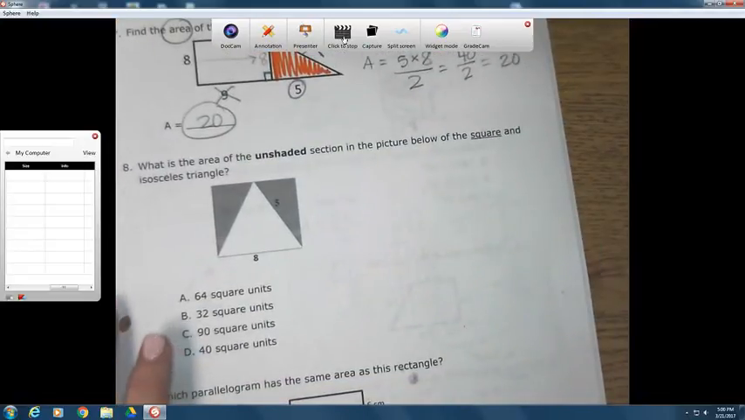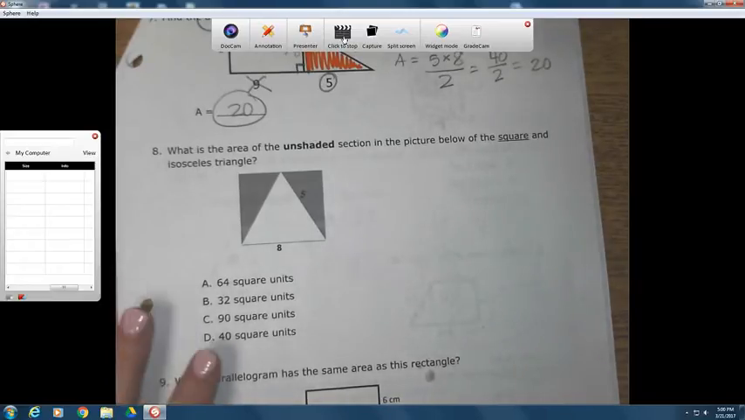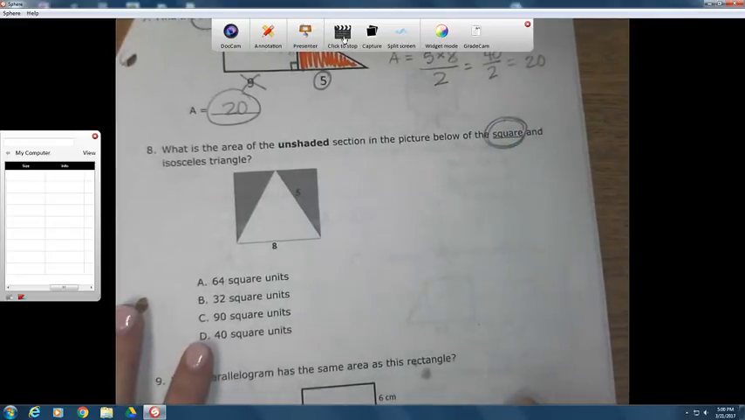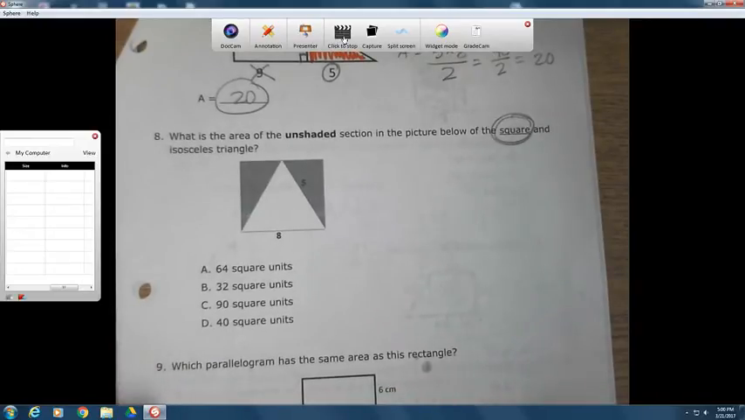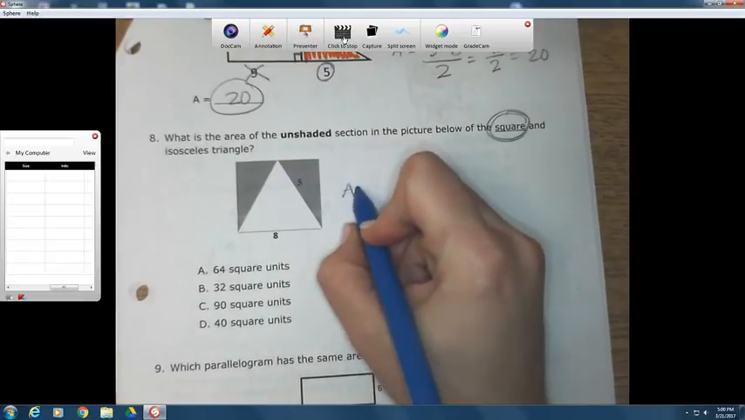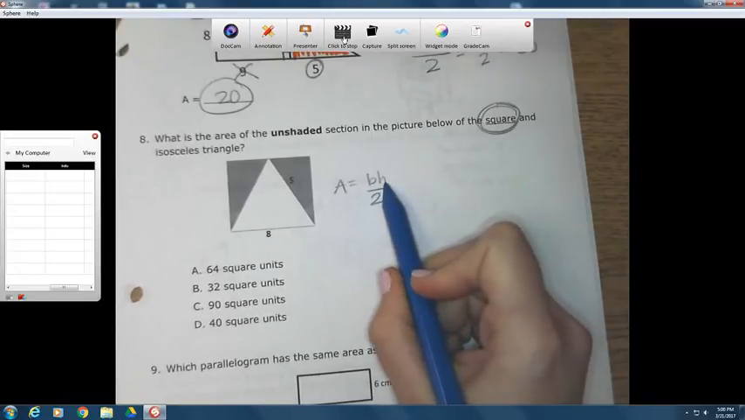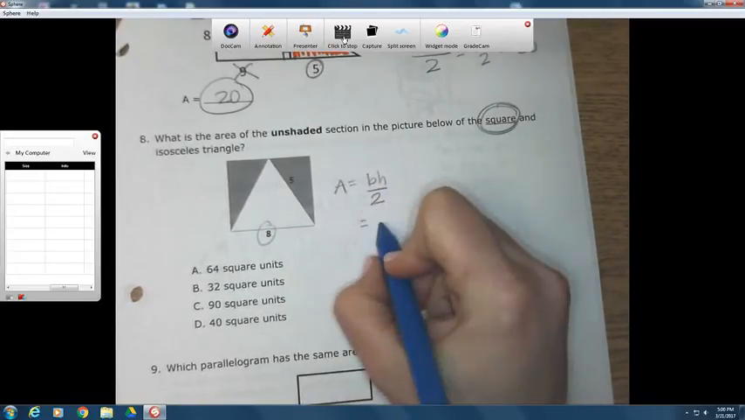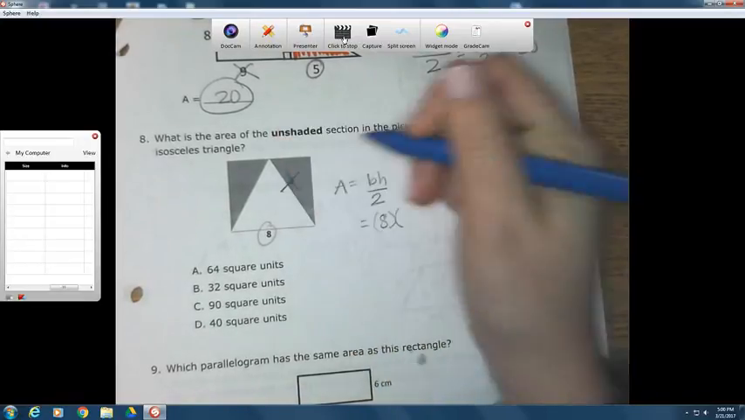What is the area of the unshaded section in the picture below of the square and isosceles triangle? Well, again, squares underlined. We have to think about what we know about squares. Every side is the same length, so that helps. Unshaded is the triangle. So I'm finding the area of the triangle. Area of a triangle is base times height divided by 2. So I need a base and a height. My base is obviously my 8. My height, again, it's not 5. That's the slant. That is not the height.